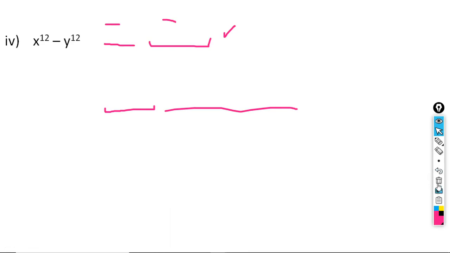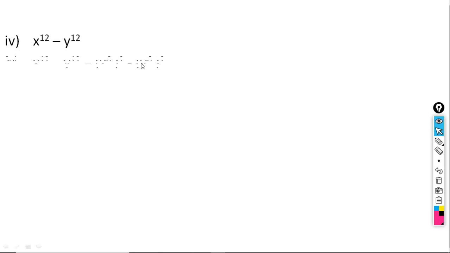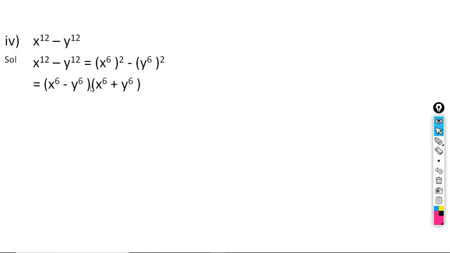Let us discuss one another problem. This problem is related to x raised to power 12 minus y raised to power 12. For solving this problem, we have to express this in the form a square minus b square. For that, we have x6 whole square minus y6 whole square. The exterior power has to be 2. We'll use identity (a plus b)(a minus b). So the first factor is x6 minus y6, and another factor is x6 plus y6.